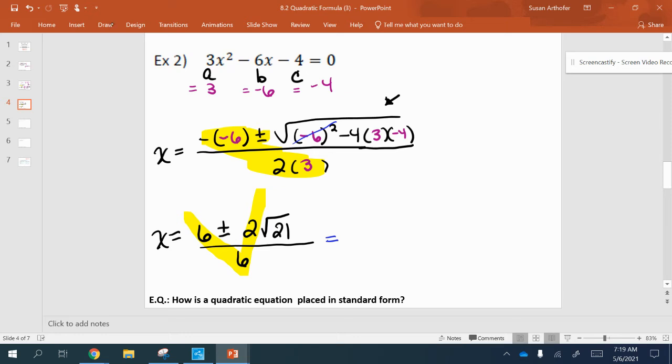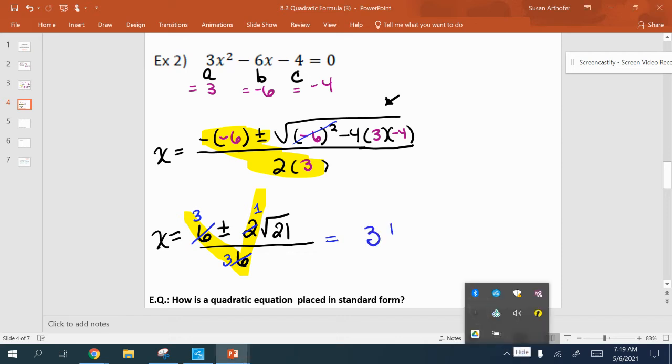So we can divide by 2. So if I divide 6 by 2, a 3 would be left. 6 divided by 2 is 3. 2 divided by 2 is 1. So that'll be our final answer. 3 plus or minus 1 rad 21 over 3. Now, no one writes that hidden 1 right there. Now, this is going to be our final answer until we need to figure out where that is.